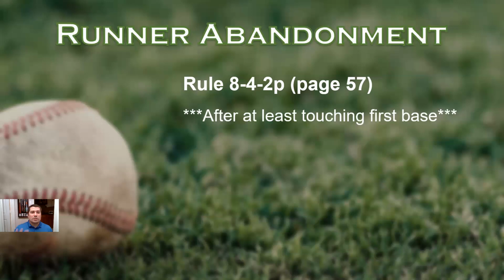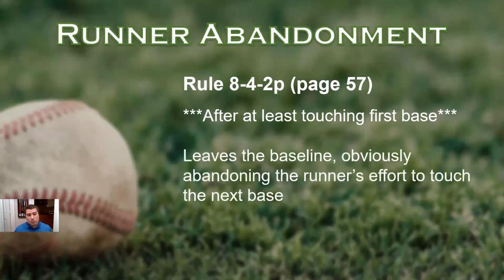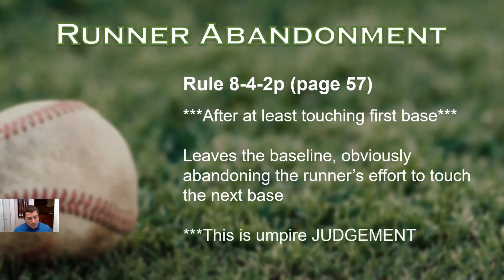So this section for runner abandonment is a different rule than for a batter runner, and the criteria is at least after touching first base. And this one says, let's read it together. After at least touching first base, leaves the baseline, obviously abandoning the runner's effort to touch the next base. And then in the note down at the bottom, it talks about how this is the umpire's judgment, that if the umpire judges the act to be on purpose, like he is deliberately abandoning.